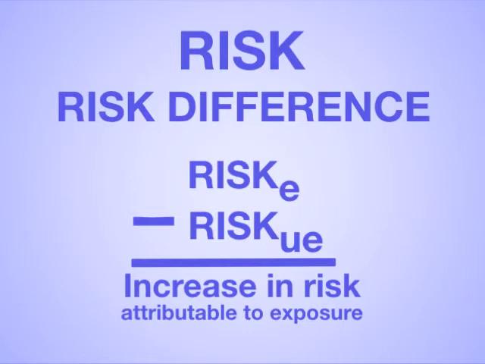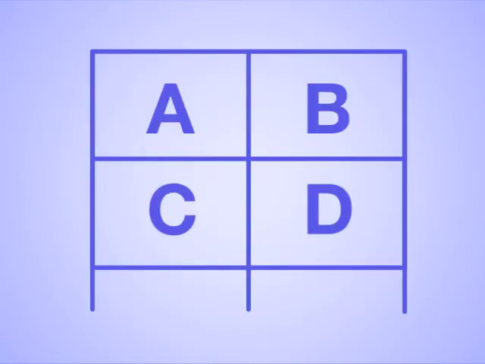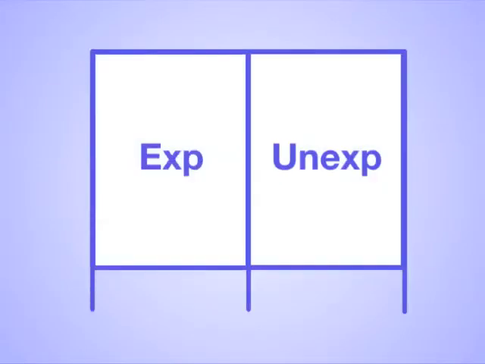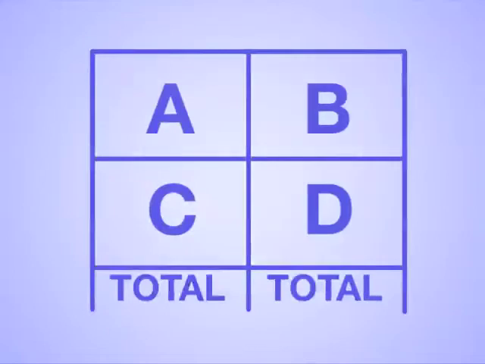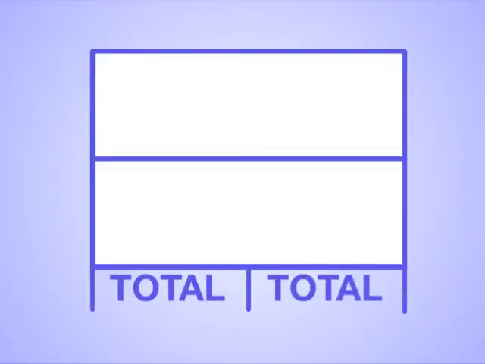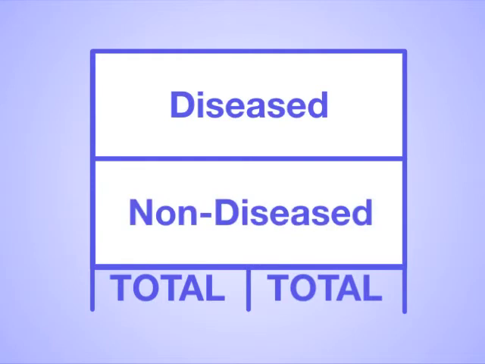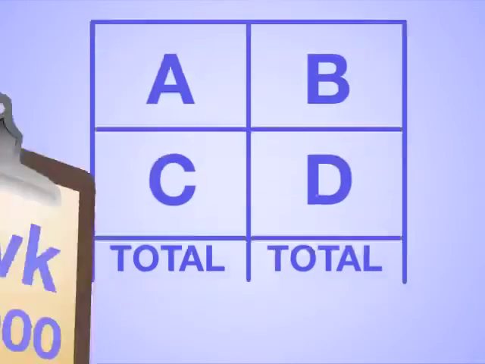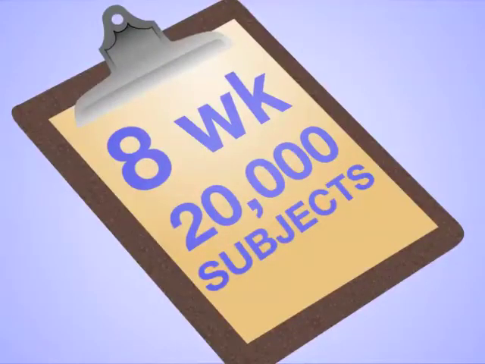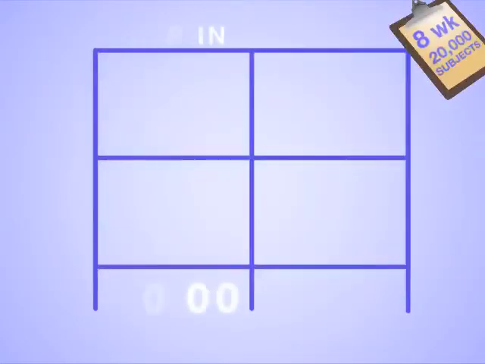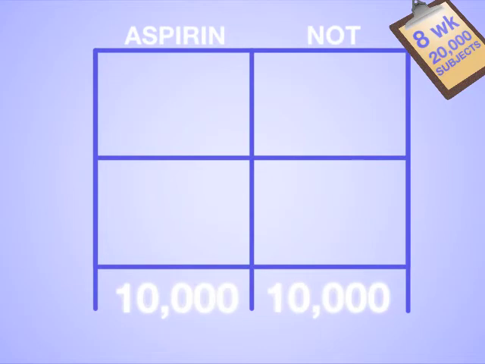Let's do an example. In this 2x2 table, the columns represent the exposed and unexposed groups. We put the totals at the bottom. The rows show the disease outcome for each group, the number of diseased on the top row, and the number of non-diseased in the bottom row. Let's say we have an 8-week trial of 20,000 subjects. 10,000 patients have taken aspirin and 10,000 have not. Of the exposed, 400 develop a GI bleed. Of the unexposed, 100 do.